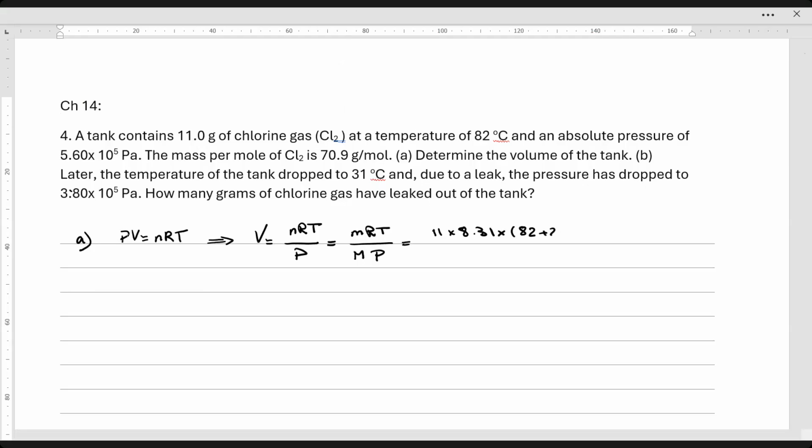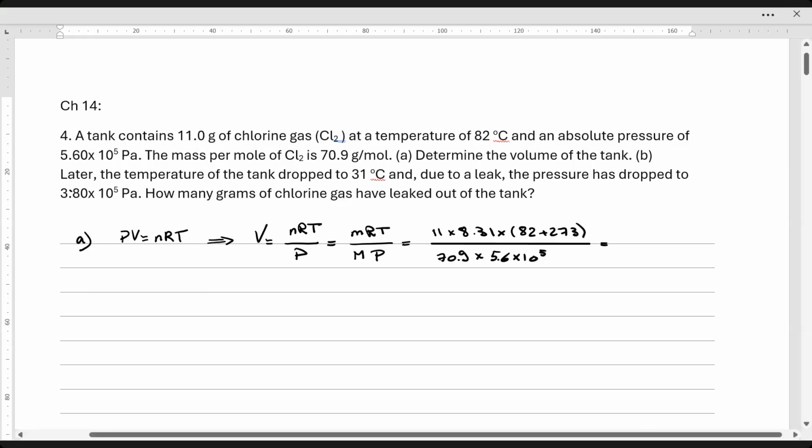Remember to convert the unit to Kelvin. I didn't convert the mass and the molar mass to kilograms because the units are just gonna cancel out on the numerator for the mass and the denominator for the molar mass. So calculating this, we get 8.17 times 10 power minus 4 meters cubed.